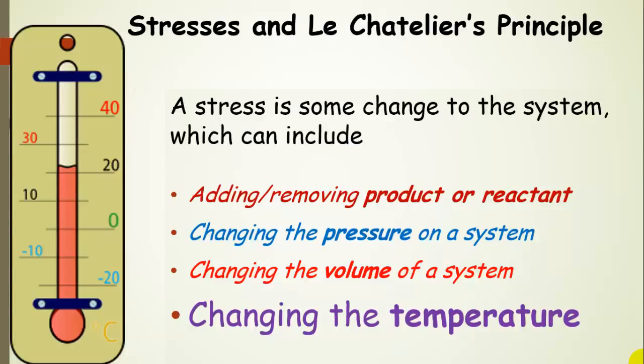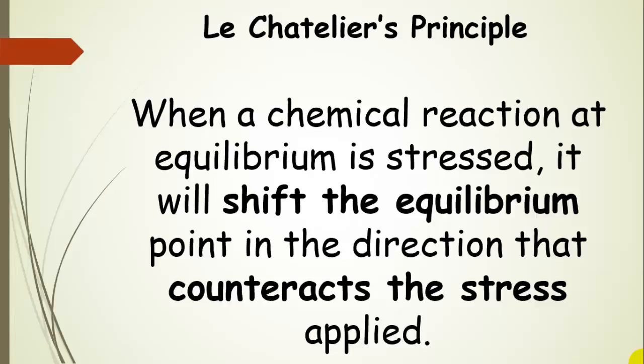Now in the previous two videos on Le Chatelier's Principle, we talked about adding and removing product or reactant, and then also about pressure volume changes. And the last stress that we need to discuss is changing the temperature. And so we're going to be thinking about this from the same mental framework where if a chemical reaction at equilibrium is stressed, the equilibrium is going to shift in the direction that counteracts the stress applied. So how does this apply to temperature changes?